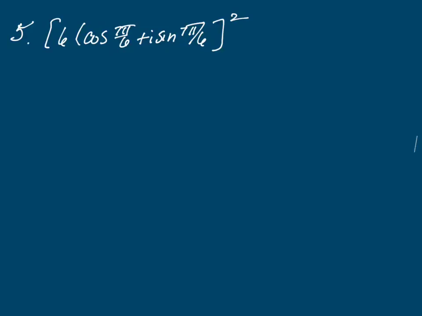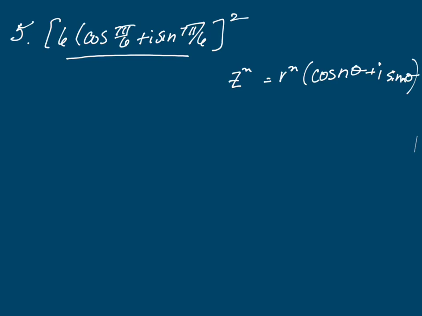Okay, this next problem is taking a complex number and raising it to the second power. Remember, we're using De Moivre's theorem. It says that z to the nth power is r to the n, times cosine of n theta plus I sine n theta.